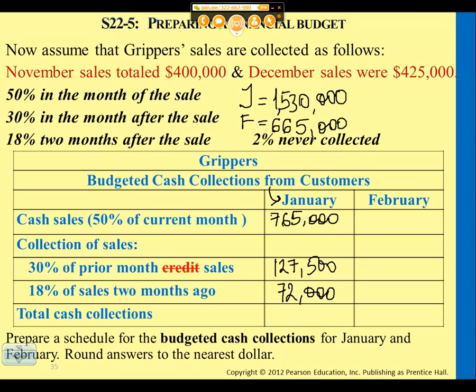All right, so what's the total cash collection? Okay. So not as scary as that huge table looked like, right? So how do we calculate February? What is the cash sales? 332,500.